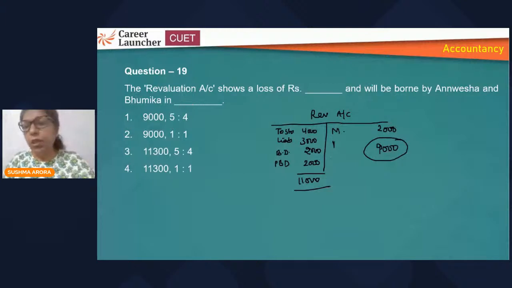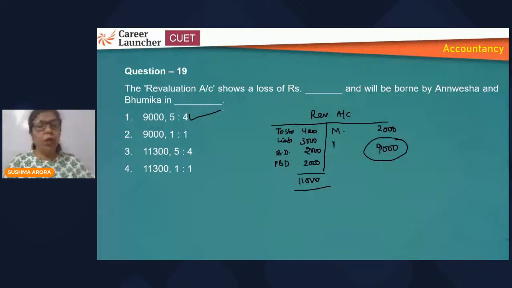See, keep in mind, old partners, old ratio. So here old partners are Anvesha and Bhumika. So the loss is 9,000. That will be distributed in 5:4, not in sacrifice ratio, not in new ratio. That will be distributed among partners in OPOR.